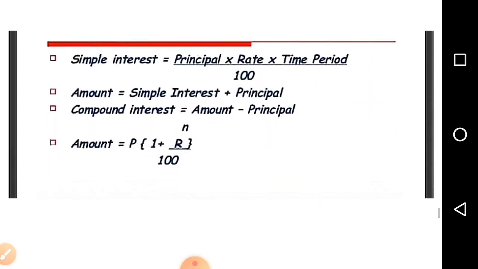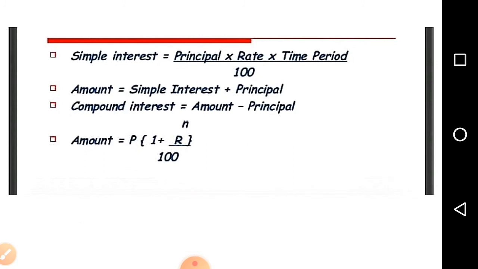Now these are the formulas that we are going to use. Simple interest equal to principal into rate into time period upon 100, so PRT upon 100. Amount, how do we find it? Simple interest plus principal. The interest and the original amount, after adding both, whatever comes is the amount. Compound interest formula is amount minus principal. And for finding the amount, this is the formula: P into bracket 1 plus R upon 100, whole raised to N. So these are the formulas.